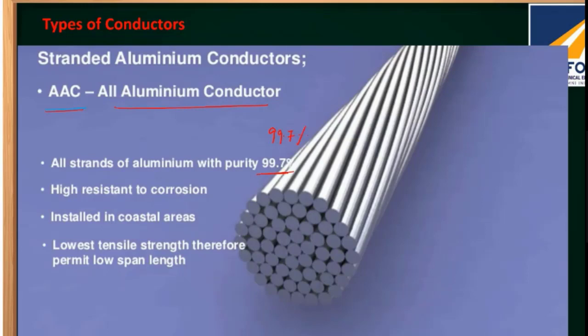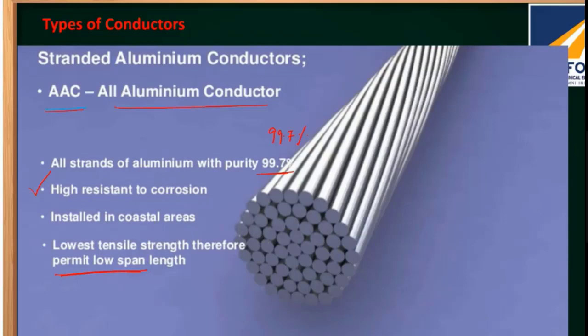All AACs are widely used in coastal belts where the corrosion is more. So they are highly resistant to corrosion. They're mainly used in coastal areas where the moisture in air is more. They have low tensile strength because aluminum is a lighter material, having lesser density. So they don't have sufficient mechanical strength. Since they do not have sufficient mechanical strength, they permit low span.